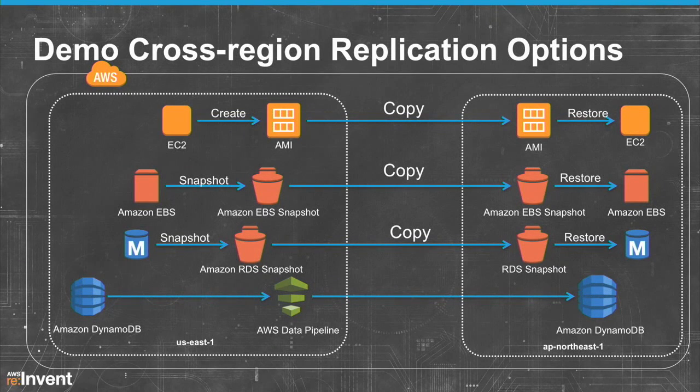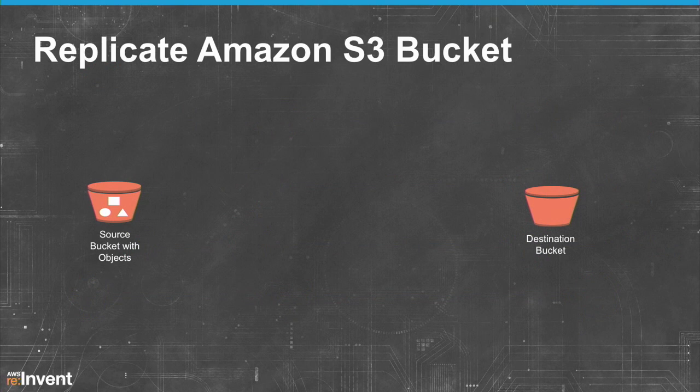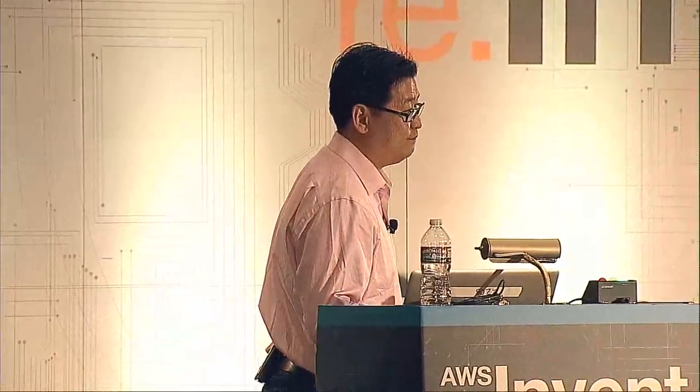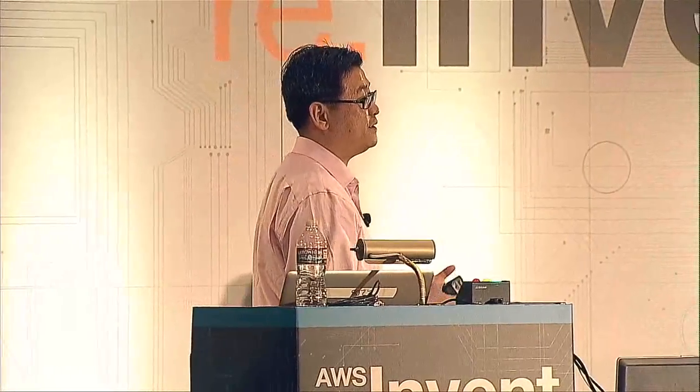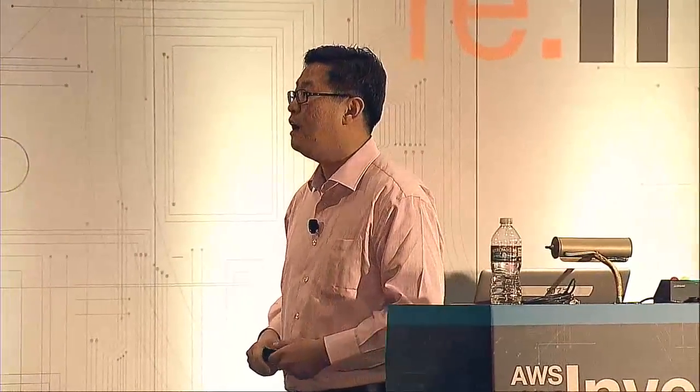So the last thing that Bob has to worry about is the S3 bucket, right? It's a completely different animal, because it could hold a lot of objects, since there's no real limitation on how many objects you can put into a particular bucket. So he has a bucket in US East, and he needs to replicate that bucket in the destination, in this case the Tokyo region.